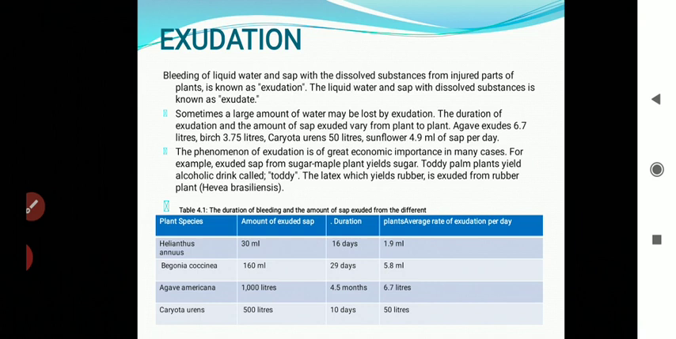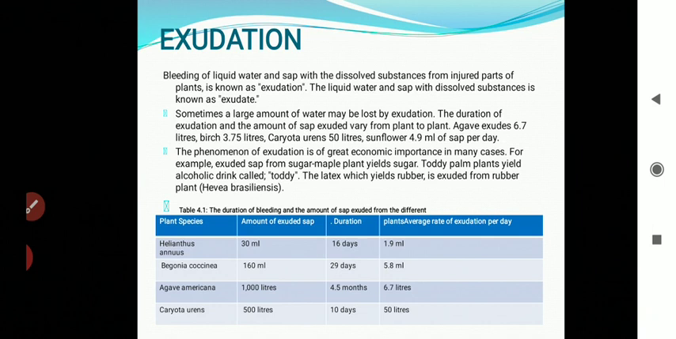Bleeding of liquid water and sap with dissolved substances from injured parts of plant is known as exudation. If a plant gets an injury and water-containing substance or water-mixed substance comes out of the injury, that is not excretion but bleeding of liquid sap, called exudation. The liquid water and sap with dissolved substance is known as exudate. The substance that comes out in the exudation phenomenon is called exudate.